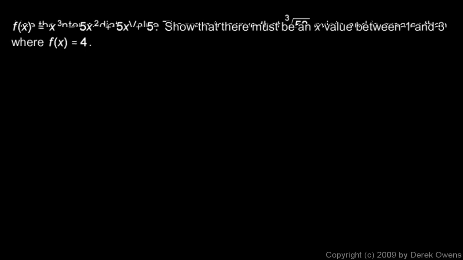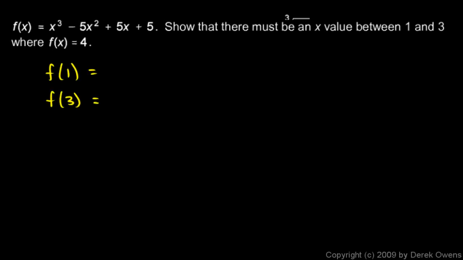And here's another example. f of x is x cubed minus 5x squared plus 5x plus 5. And we're told, show that there must be an x value between 1 and 3 where f of x is equal to 4. So this is pretty easy. The function is given right here, and we're going to find an x value between 1 and 3. So let's compute f of 1 and f of 3 and get some values. Well, f of 1 will be 1 cubed minus 5 times 1 squared plus 5 times 1 plus 5. So that's 1 minus 5 plus 5 plus 5. Those just cancel out. We get 1 plus 5 is 6.